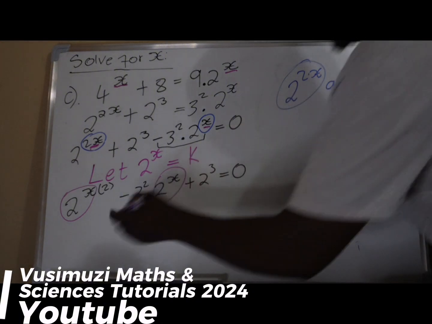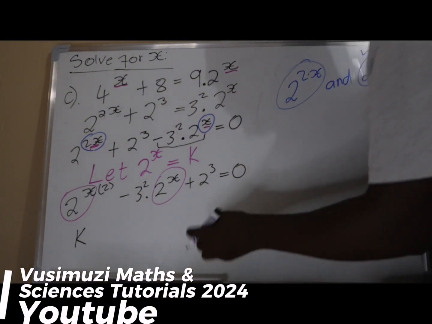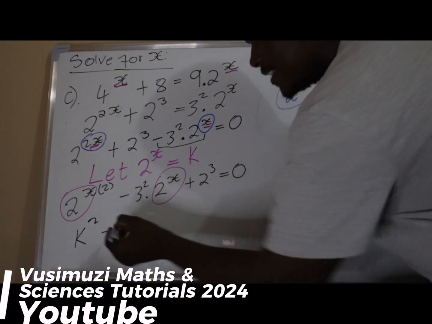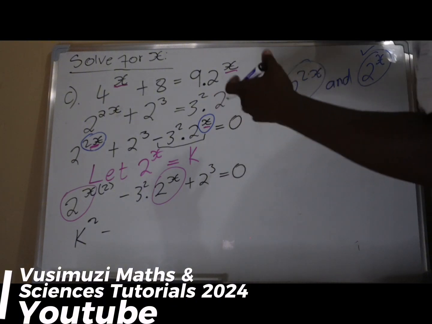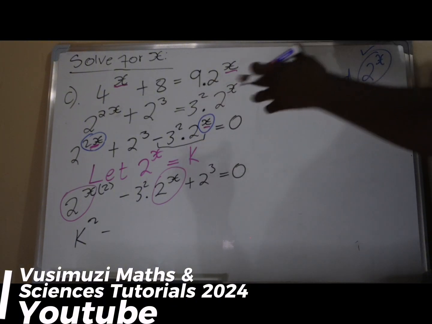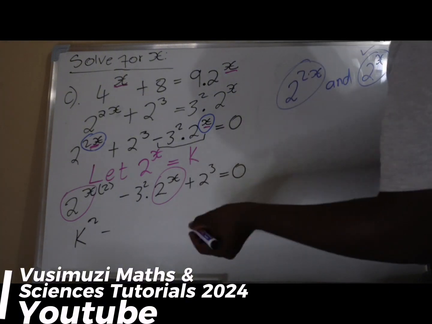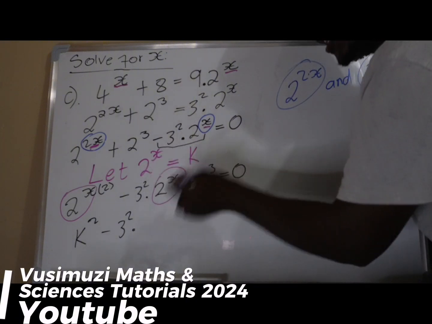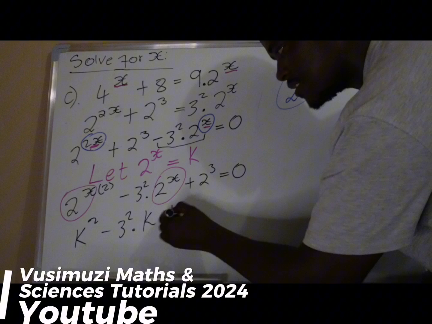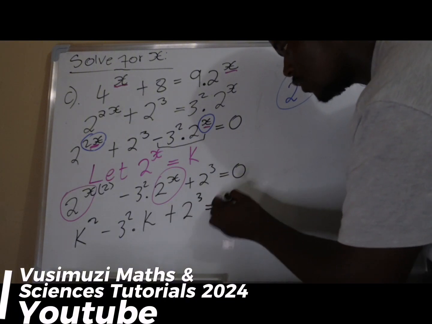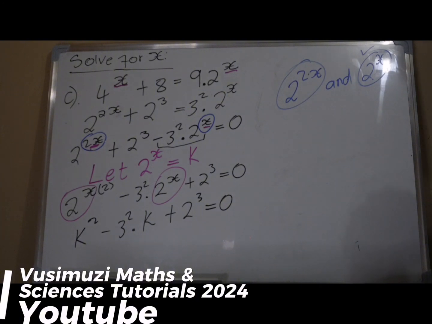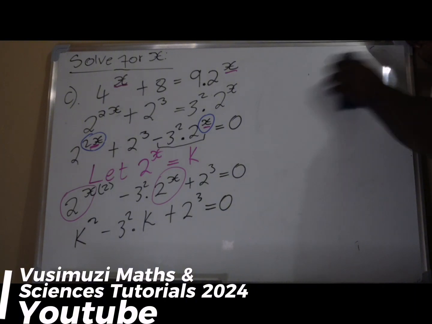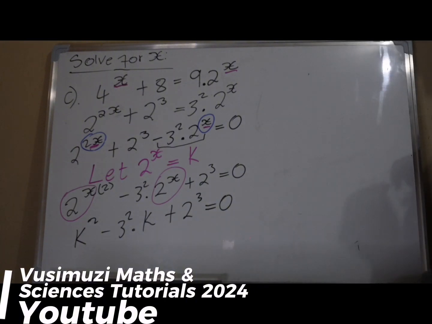Remember, if we've got squared, we have k squared. Minus, let me just bring back those 9. Let me write it like that: 3 squared times, I need the 2 to power x equal to k here, times k, plus 2 to power 3, equal to 0. I think this one is proper. I hope we are clear how to use the k method.